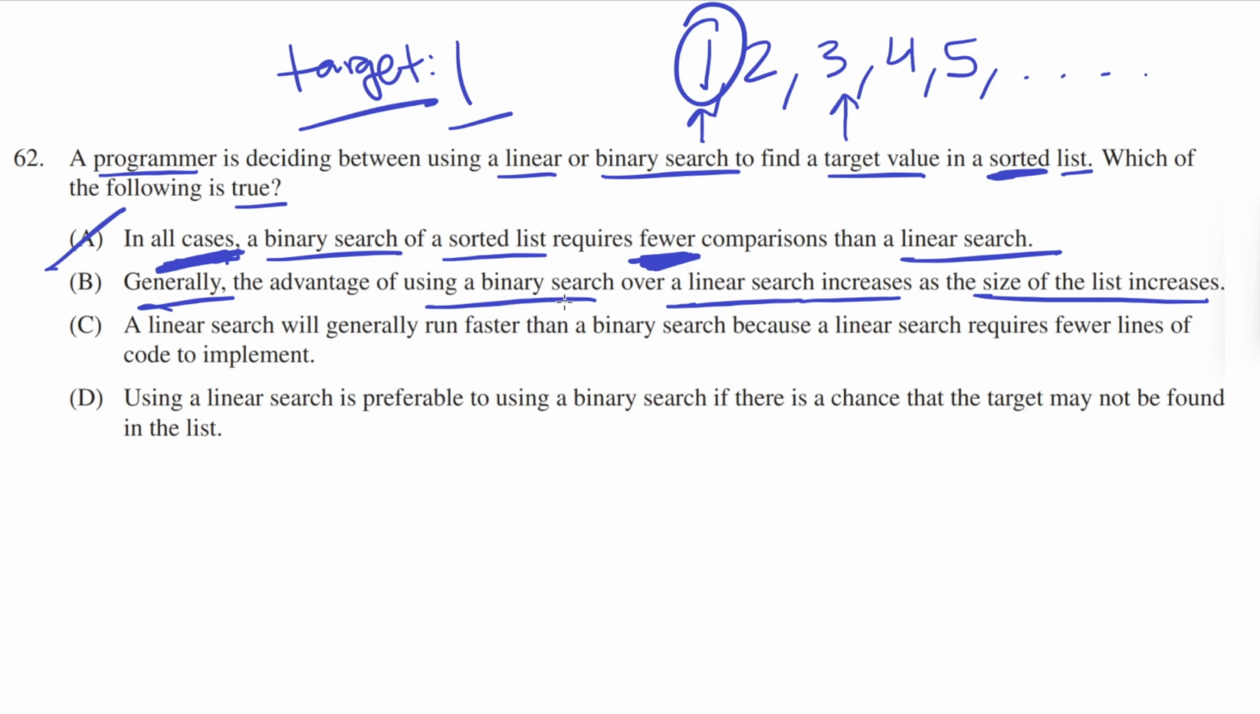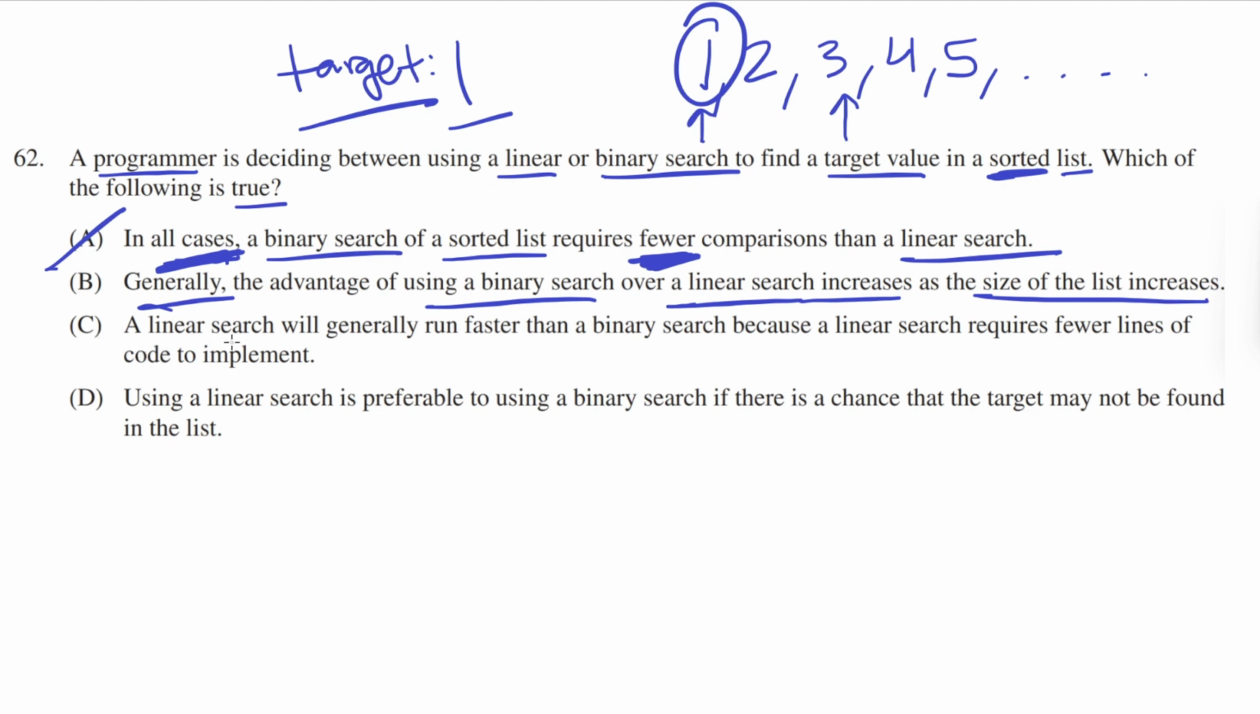So a binary search, as the list gets bigger and bigger, rules out more elements, meaning fewer elements have to be checked every time. So as the list gets larger and larger, the binary search becomes more advantageous than using a linear search.